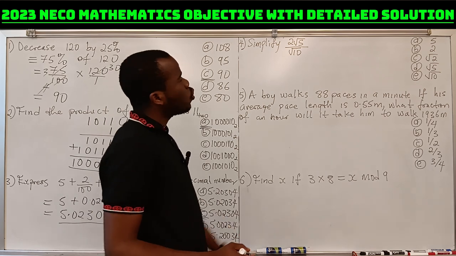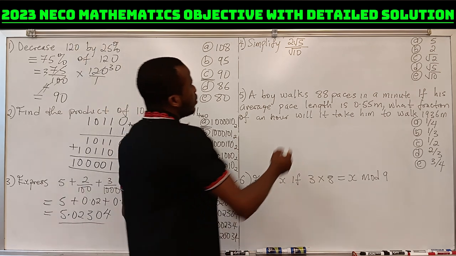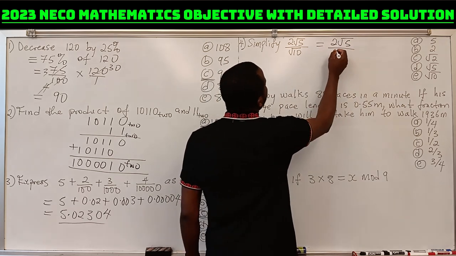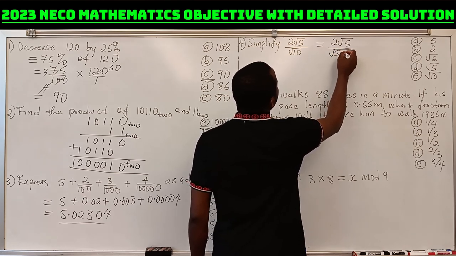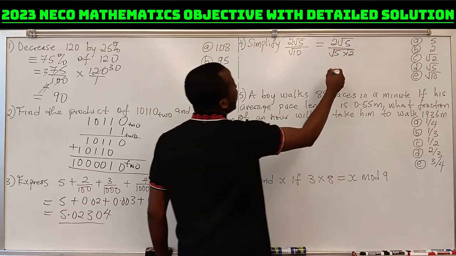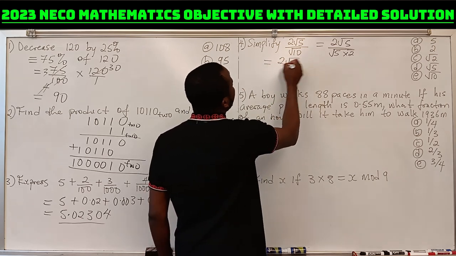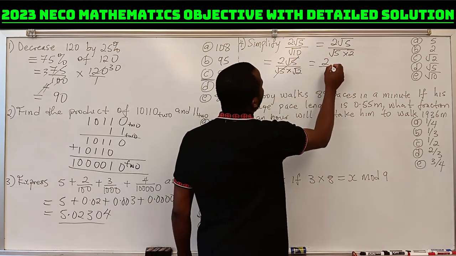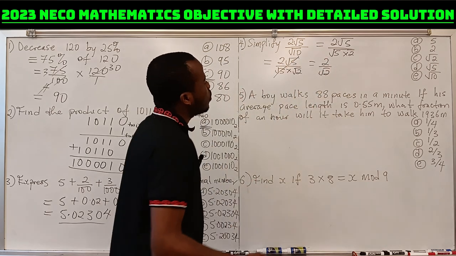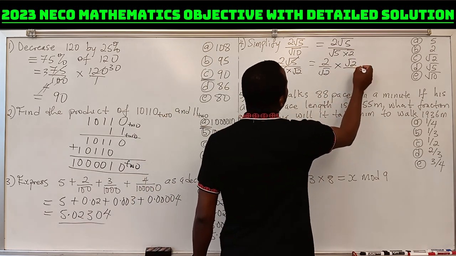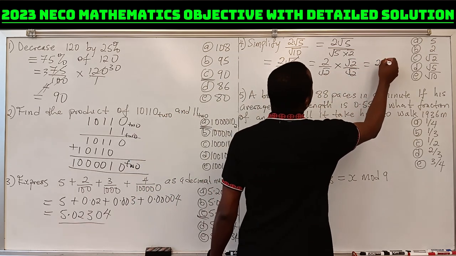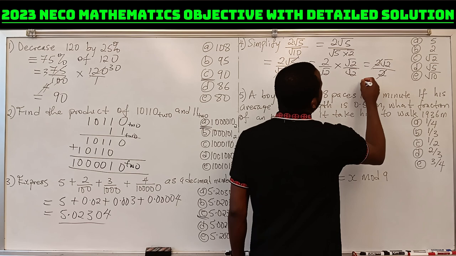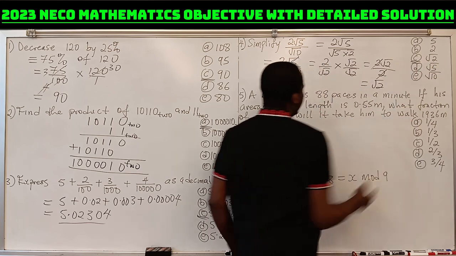Question 4 says simplify 2 root 5 over root 10. I can decide to write this as 2 root 5 over root 5 times 2, because 5 times 2 is 10, which is 2 root 5 over root 5 times root 2. Root 5 can cancel root 5, so this is same as 2 over root 2. 2 over root 2, we rationalize by multiplying by root 2 over root 2. And this is 2 root 2 over 2, because root 2 times root 2 is root 4, and root 4 is 2. And the answer is root 2, which is C.